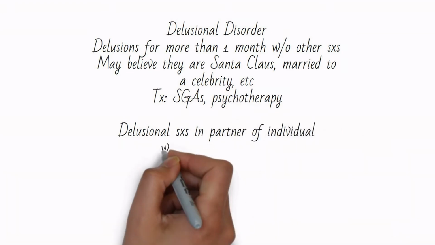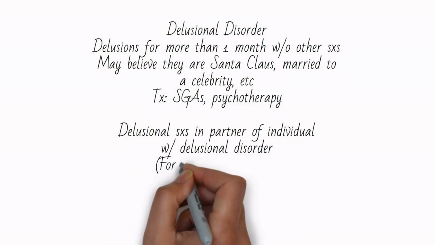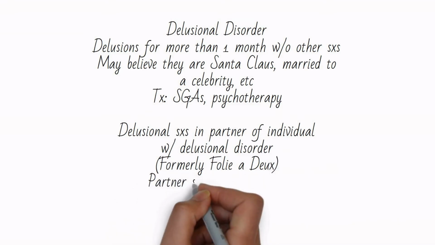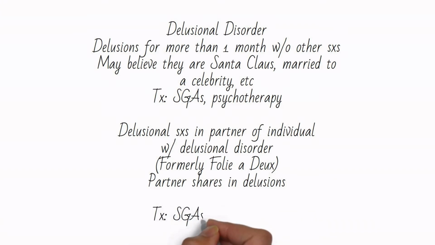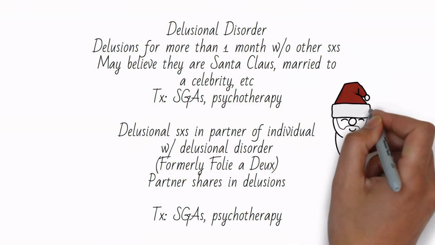There's actually a diagnosis called delusional symptoms in partner of individual with delusional disorder. Formerly, this was called folie à deux, which takes about a third of the time to say. Basically, a person's partner will start to believe that they are actually married to Santa Claus. Treatment is the same for both partners.